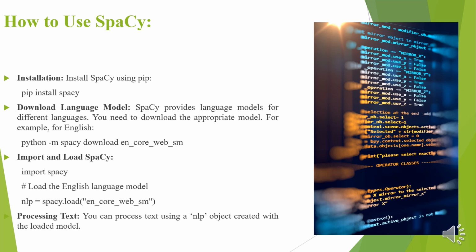Next is downloading a language model. SpaCy requires a language model to process text. For English, we download a pre-trained model using python -m spacy download en_core_web_sm. This small model is efficient and good for most applications, but larger models with better accuracy are also available.